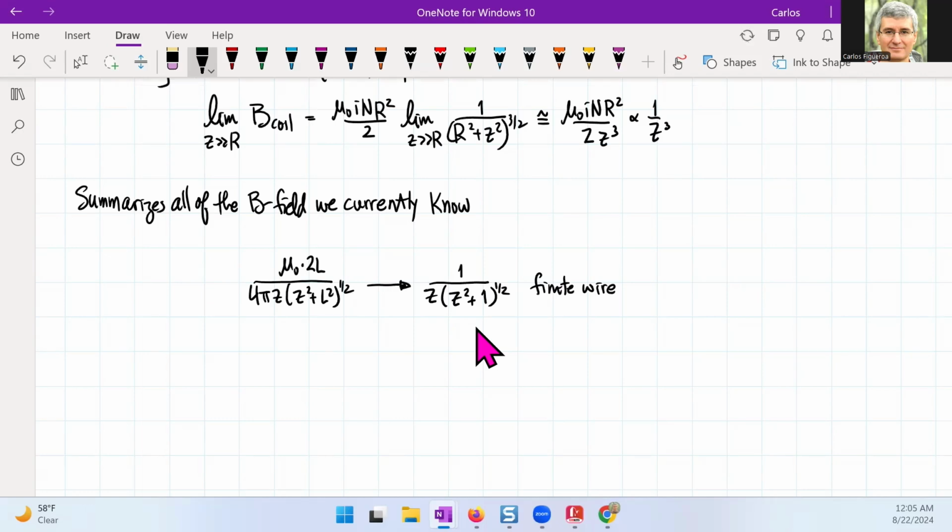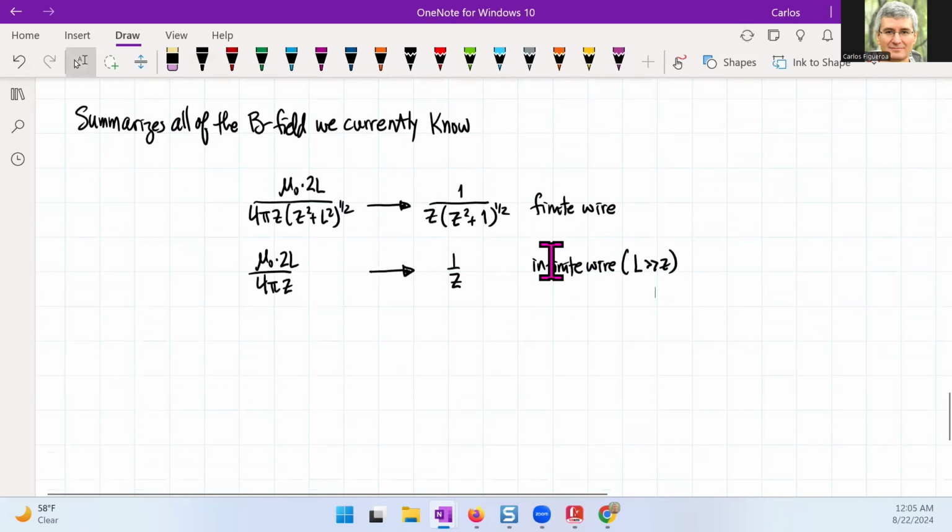So now, if I look at an infinite wire, we've already seen that this will then be 4 pi Z divided into mu naught times 2L, and we can see that we get that from up above. And this field behaves as 1 over Z, and this is our infinite wire. And that just means that L is much, much bigger than Z.